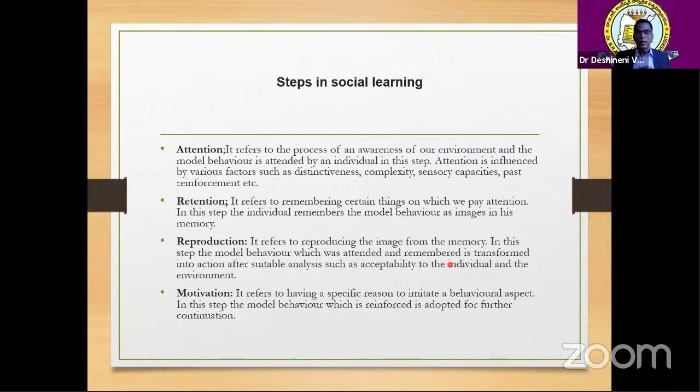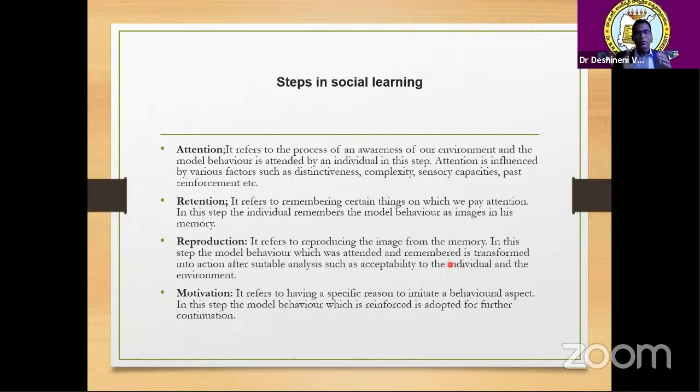So generally, reproduction happens after suitable analysis. The individual checks himself or herself whether the behavior being reproduced is okay for the society or not. Is it okay for the social environment? Is it okay to the people who surround him or her? Like this, the individual does a lot of analysis before reproduction.